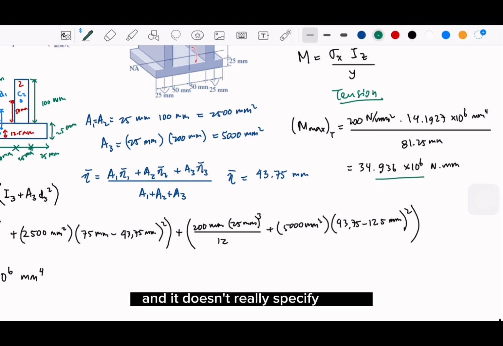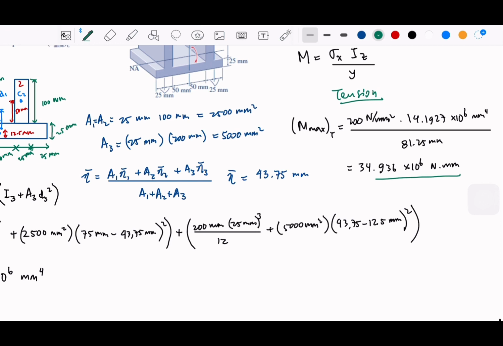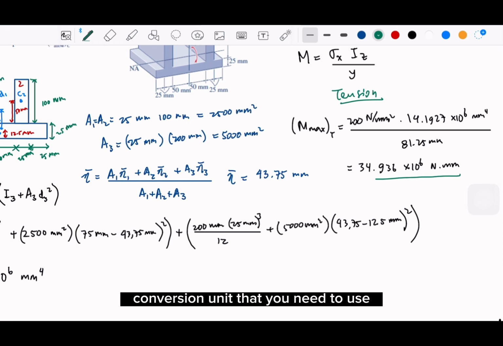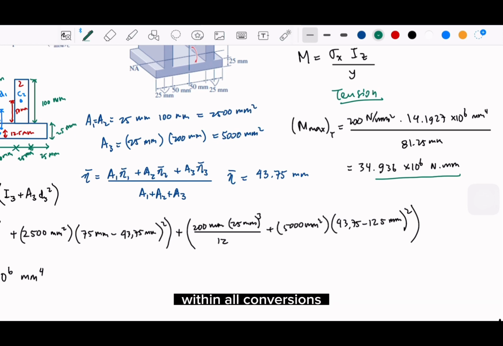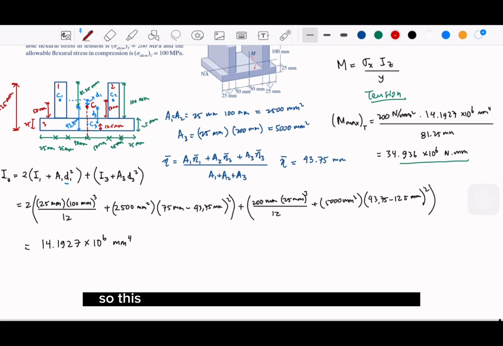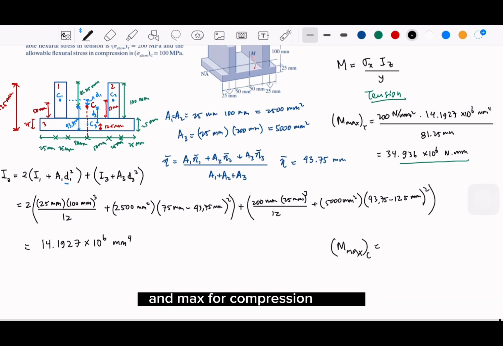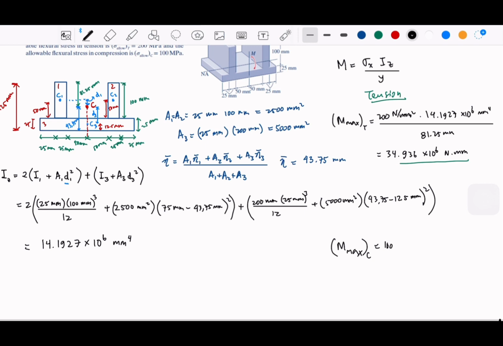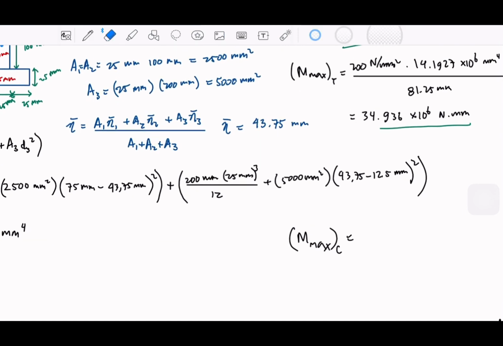And it doesn't really specify which conversion unit that you need to use. So I believe the results would be within all conversions still be okay. So Newton meter okay, kilonewton meter or kilonewton millimeter, that's fine. So this is the tension, and then let me write here M max for compression is 100.